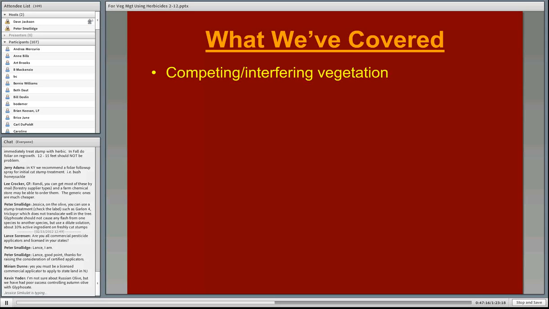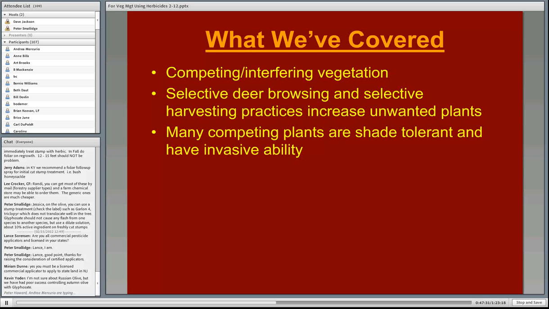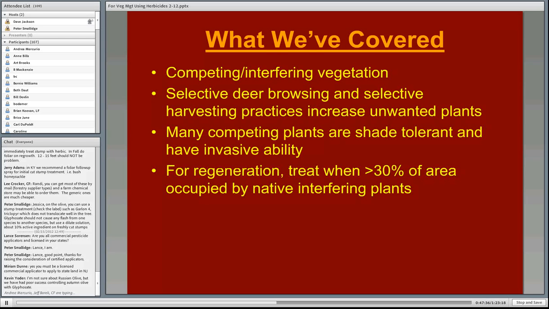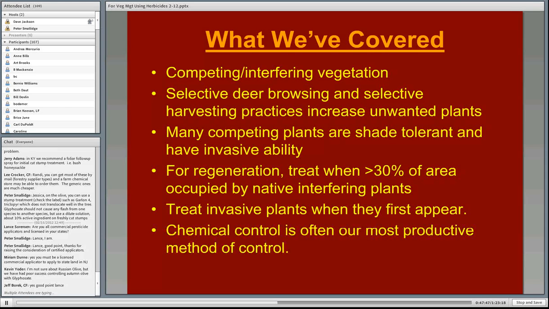So here's what we've covered, just in summary. We outlined competing and interfering vegetation, selective deer browsing, and selective harvesting practices have increased unwanted plants, increased unwanted competition. So many competing plants are shade tolerant and have invasive abilities. For regeneration, treat when greater than 30% of the area is occupied by native plants. Treat invasive plants when they first appear.